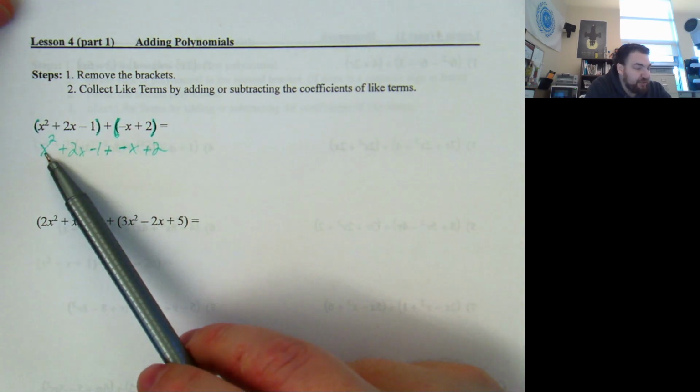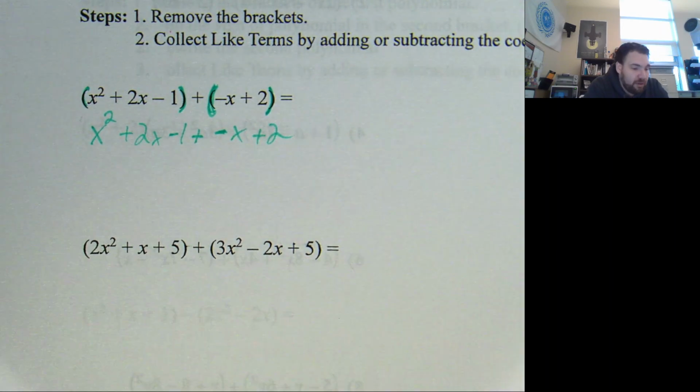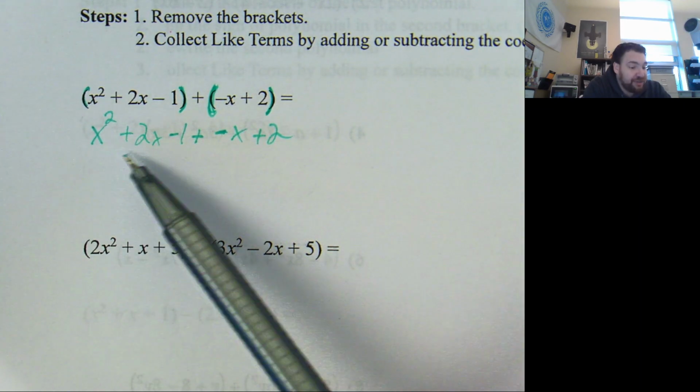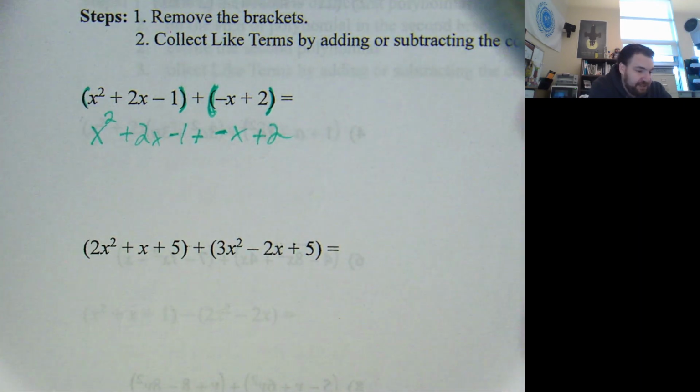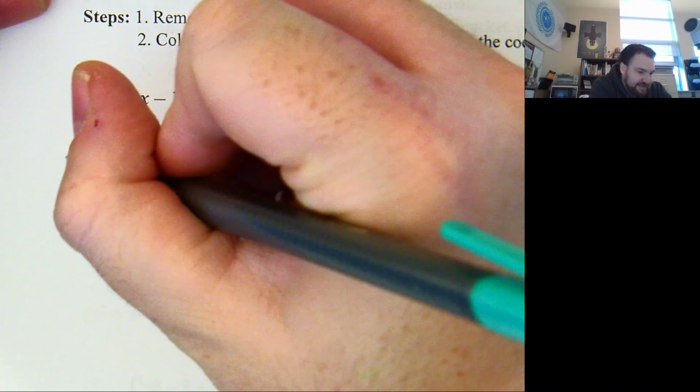Are there any terms that are like x squared? Again, to be like, you have to have the same variables with the same exponents. So there are no other x squareds. So that's great. This is just going to equal x squared. That guy's done.